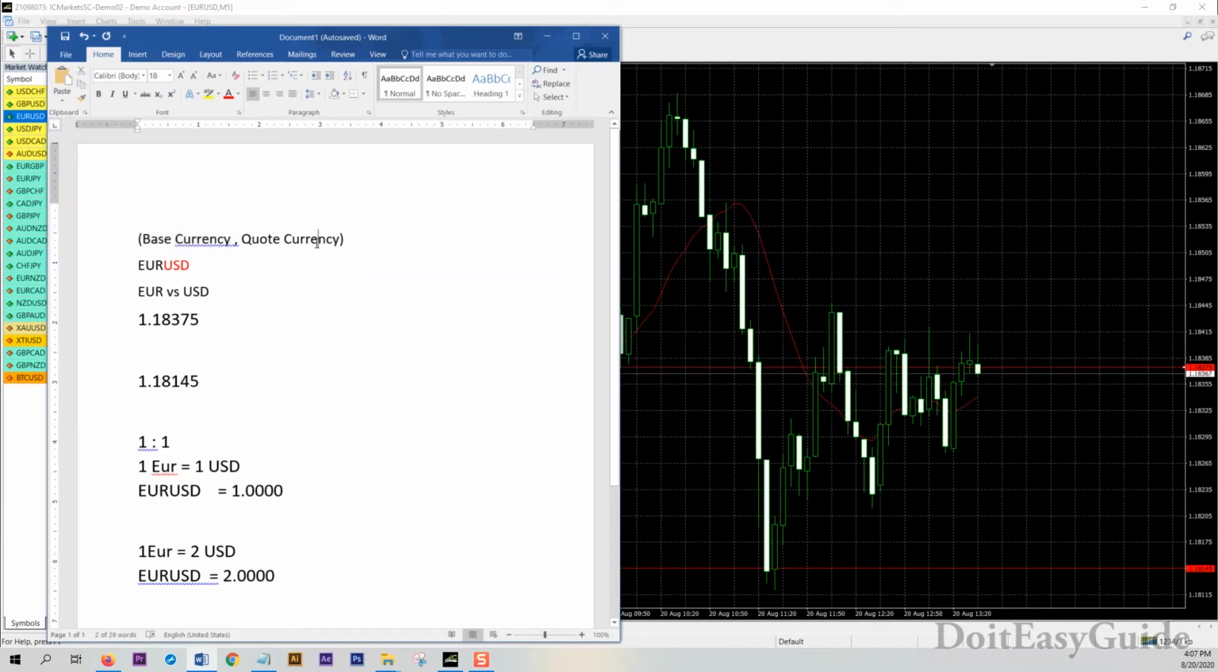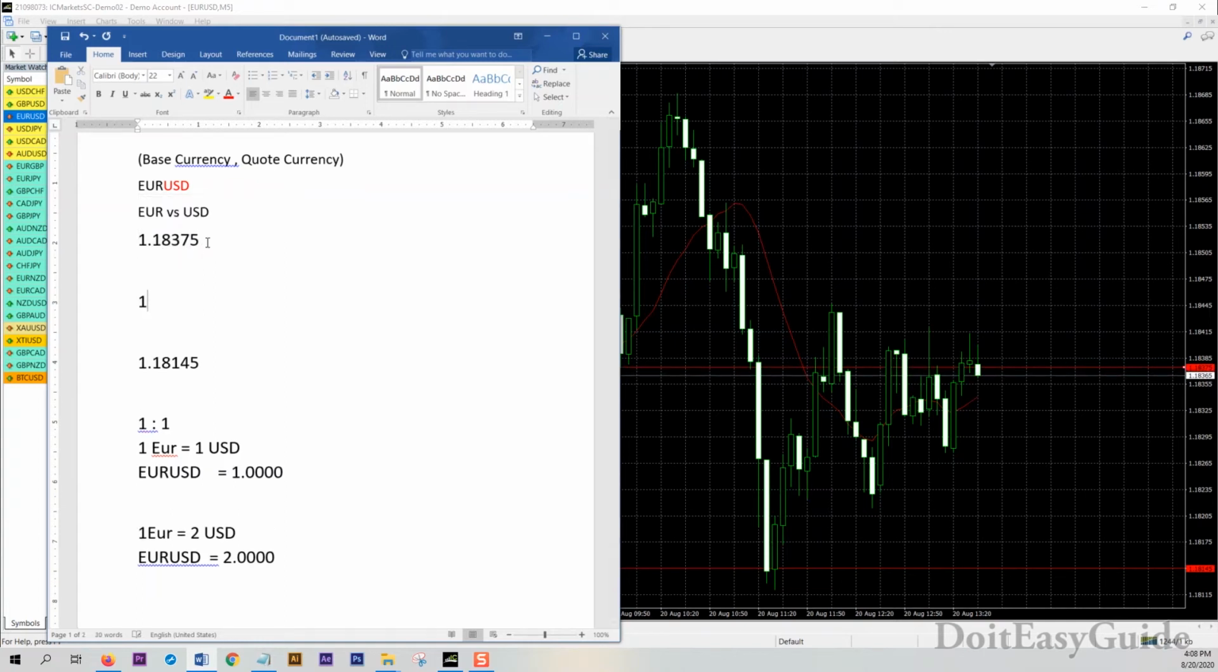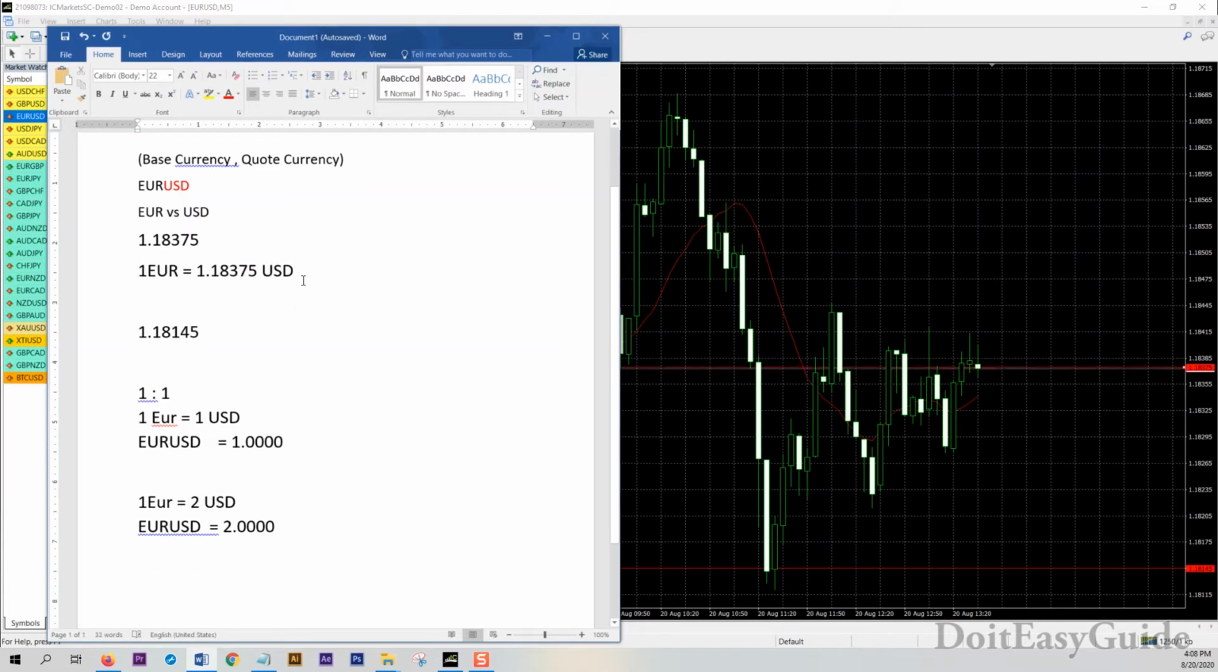So that means our current value is 1.18375. That means 1 euro equal to 1.18375 USD. This is the meaning of it, right? Okay. So I'm going to delete these things. I was just trying to explain to you.